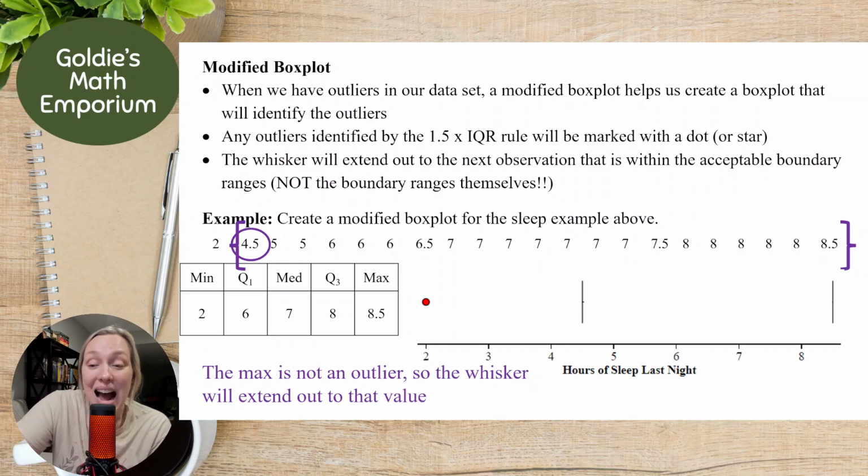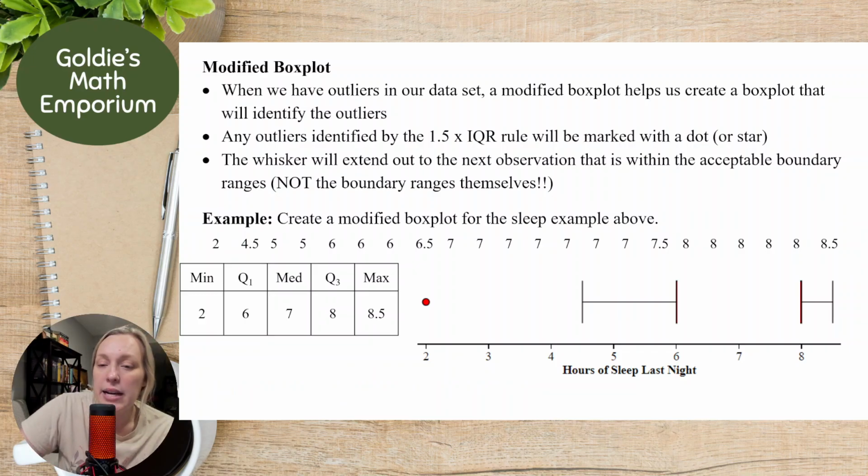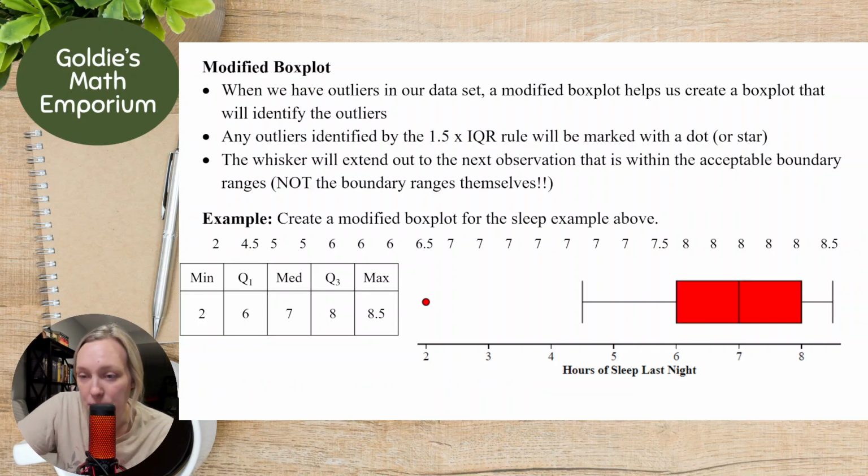The max is not an outlier, so the whisker extends out to the max value of 8.5. The whisker does not extend to 11. Again, the 3 to 11 were just boundaries for determining outliers. They don't play a role in my box plot. Then I extend to Q1 and Q3, and I have my box with my median at 7. And there's my modified box plot. So you can see now it's very easy to identify that 2 as an outlier in your data set.